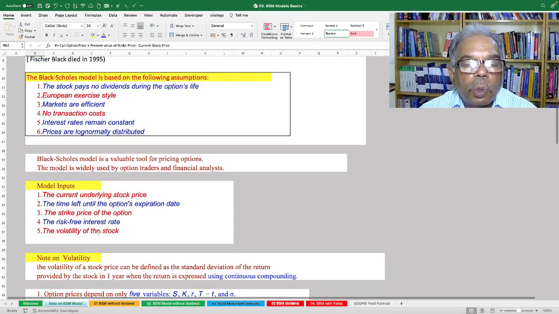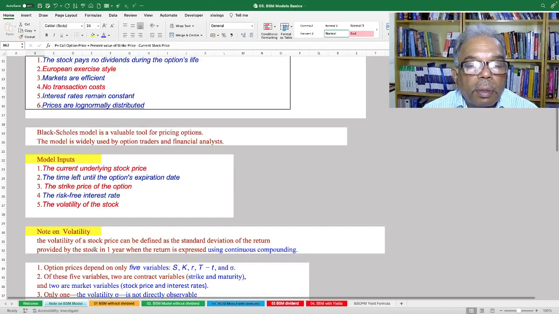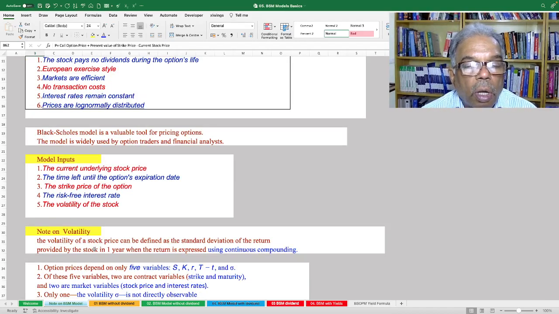The important inputs for the model are the current stock price, the time to expiration, the strike price, the risk-free rate, and the volatility. The volatility we normally calculate from the 1 year stock return, and the returns are continuous compounding log normal returns. And the volatility will normally range somewhere around 15% to 65%. So we will use the annual volatility in the option model.